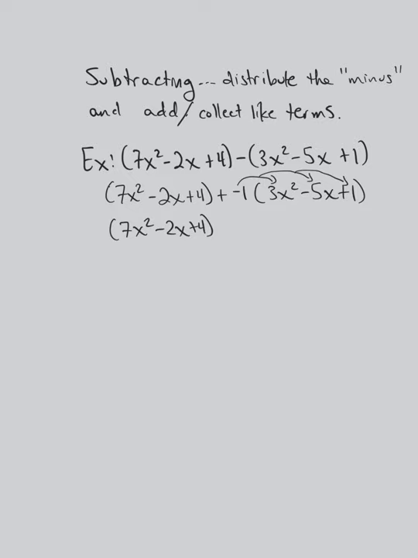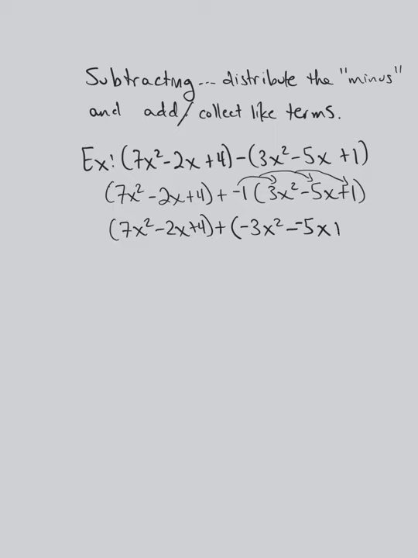Now notice I have this plus here, so I'm going to leave that plus, okay, and I'm putting that negative 1 into the parentheses. So I have negative 1 times 3, that's negative 3x squared. And then here I have minus, and then I have negative 1 times 5, that would be negative 5x, like that.